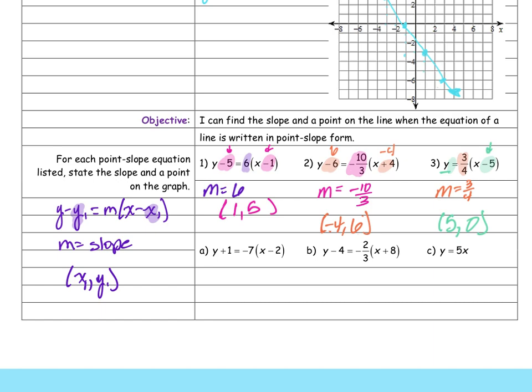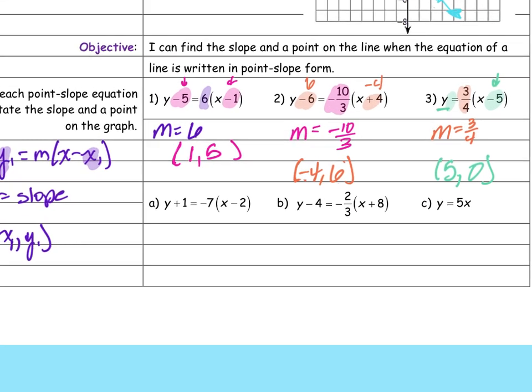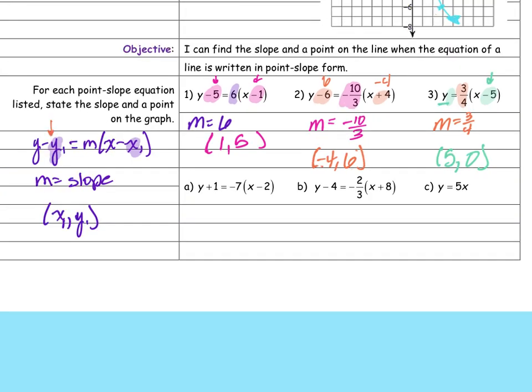Very good. Okay, so now you guys do A, B, and C, and then we'll go over them. A lot of you guys are doing this great. This is awesome. There's just a few people that are still having issues with the points.